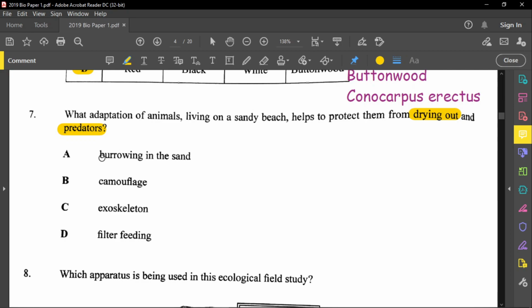Looking at option A, burrowing in the sand, which is a good answer. Camouflaging may help them hide from predators, but will not protect them from the dehydration process, or from the sun. Exoskeleton might be quite handy in terms of drying out, but not necessarily protect them from predators. Filter feeding is definitely not the answer. So A is our best option, simply to burrow in the sand. They burrow in the sand to escape the direct sunlight and also to hide from predators. That's a great answer.